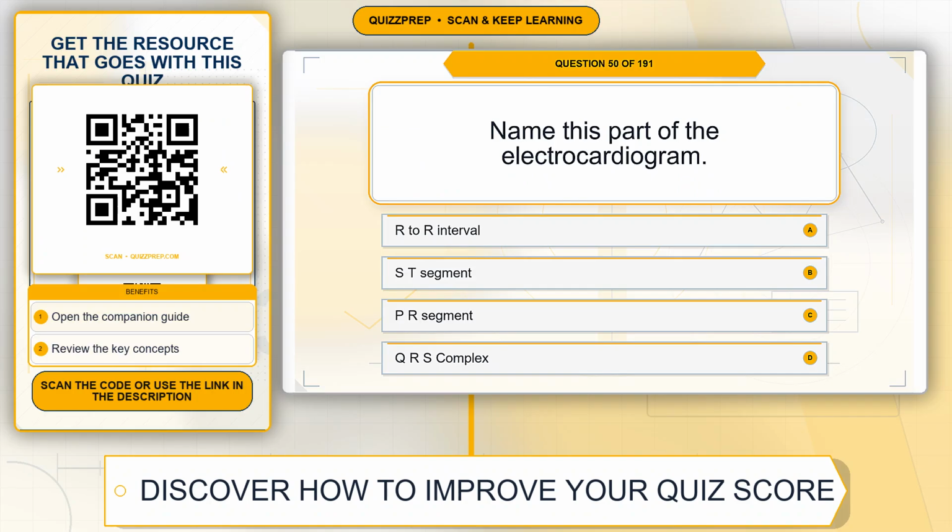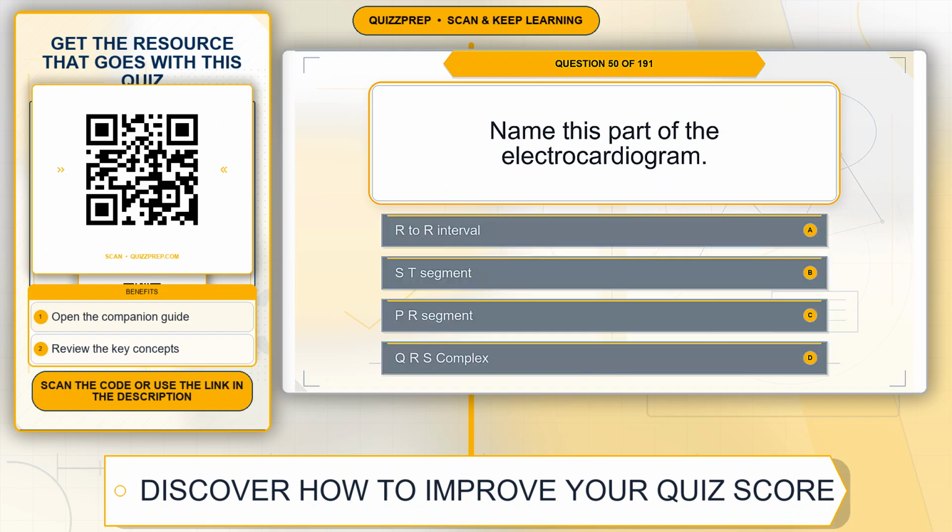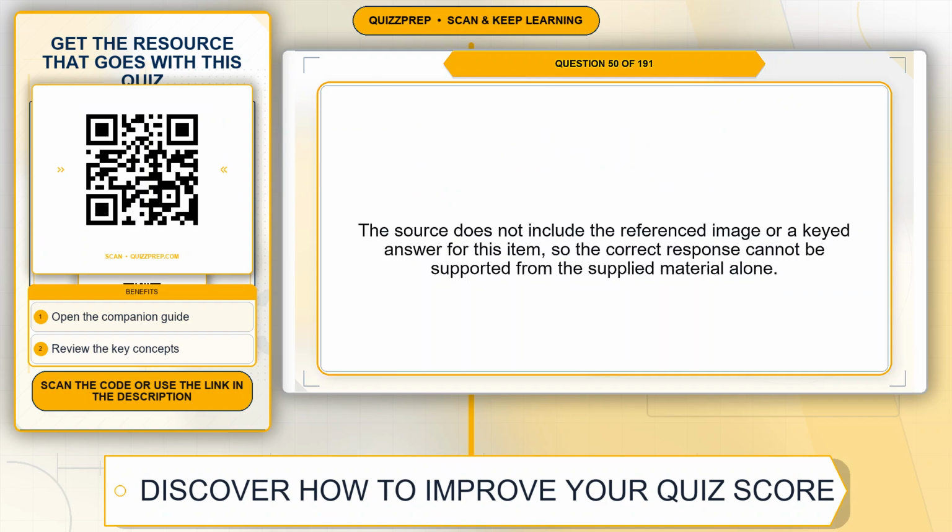Question 50. Name this part of the electrocardiogram. Option A, R2R interval. Option B, ST segment. Option C, PR segment. Option D, QRS complex. The correct answer is not shown. Explanation. The source does not include the referenced image or a keyed answer for this item, so the correct response cannot be supported from the supplied material alone.